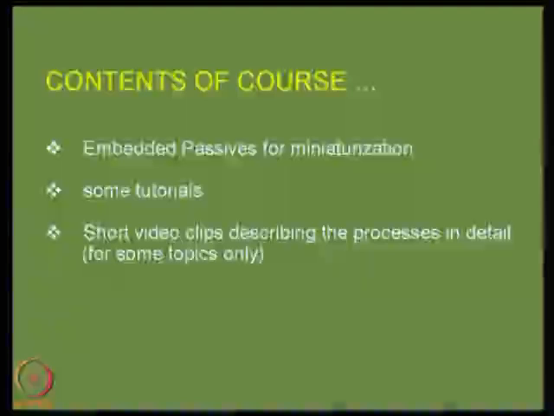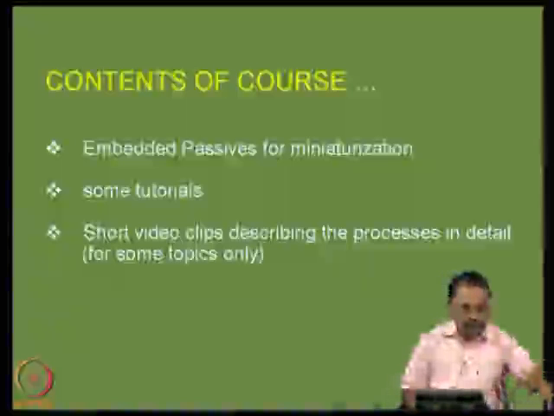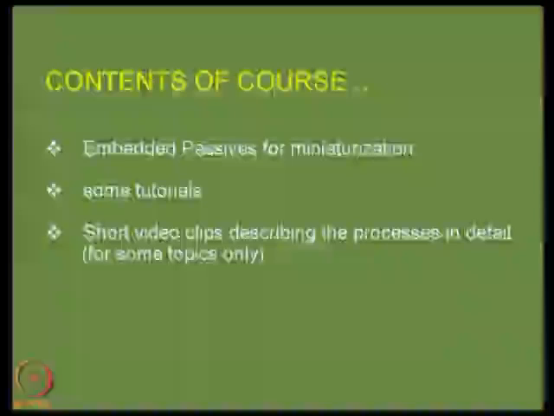We are also going to look at materials at the chip level. Continuing, we will finally look at embedded passives for miniaturization, because today we are talking about very bulky components like capacitors and resistors. So are there new technologies to dispense off with these kind of bulky components, because these occupy space, large amount of space? Yes, there are technologies, and we are going to see what is the role of embedded passives in electronic systems packaging. There will be some tutorials and short video clips describing the processes in detail for some selected topics.